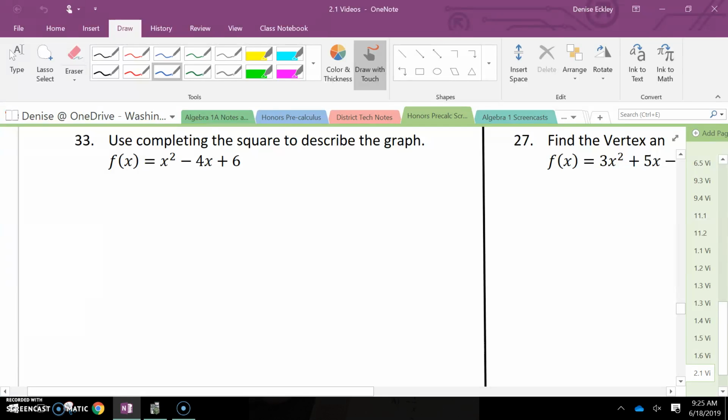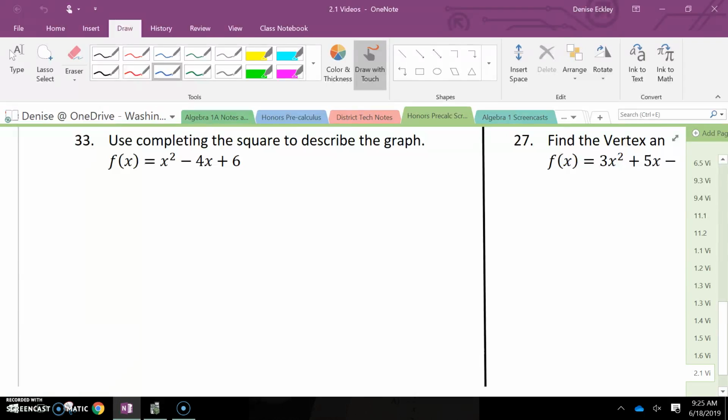Okay, we are to use completing the square to describe the graph. And the reason we're using completing the square is because we want to put it in vertex form so that we can see how it's been shifted left and right. Because we can already see that because our x squared is positive, it has not been reflected. And the leading coefficient is 1, so it has not been stretched or shrunk in any way. So what we want to know is how it's been shifted left or right.